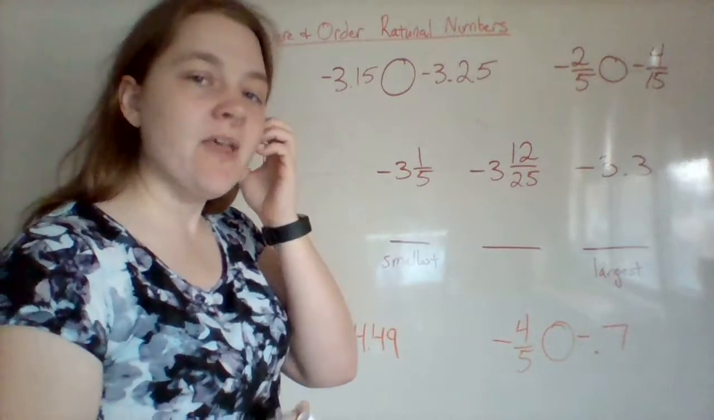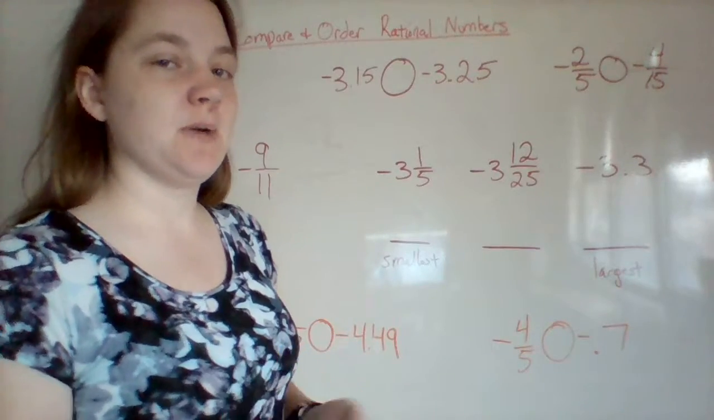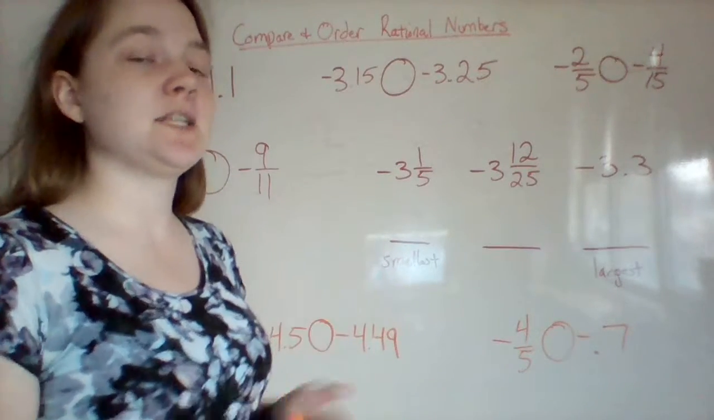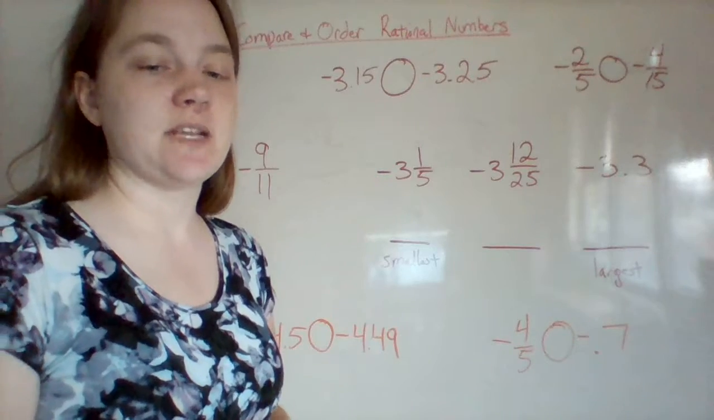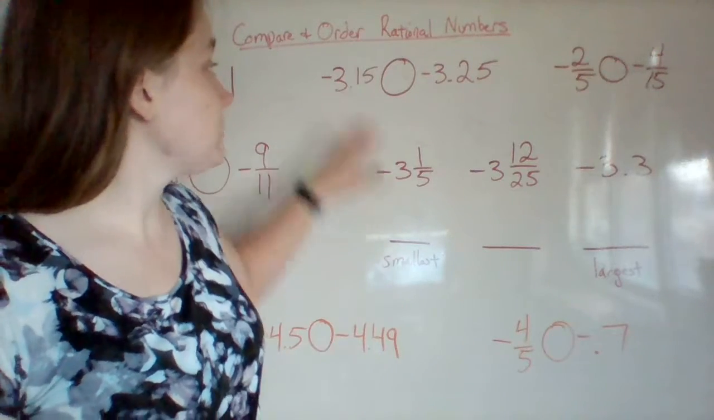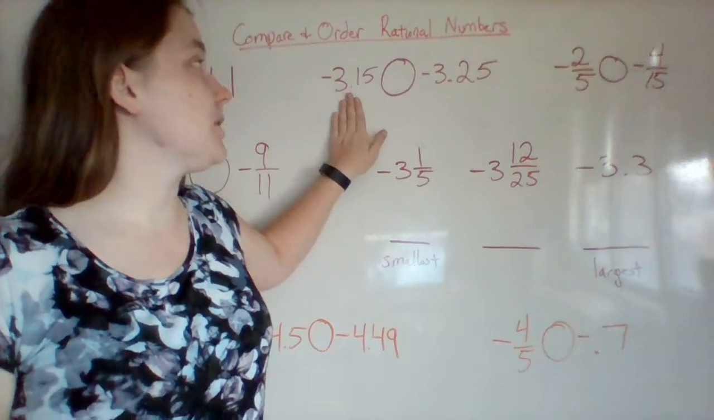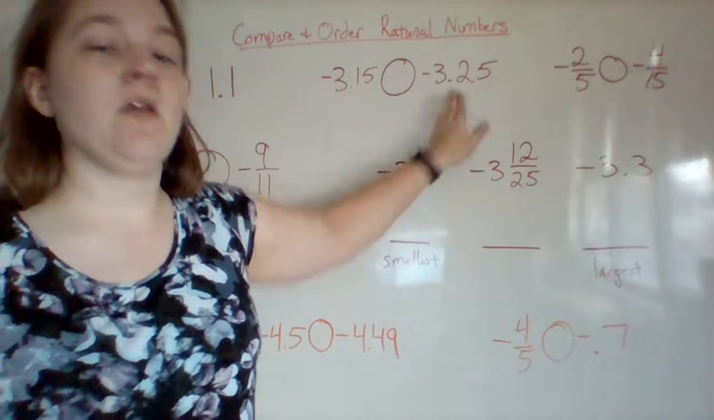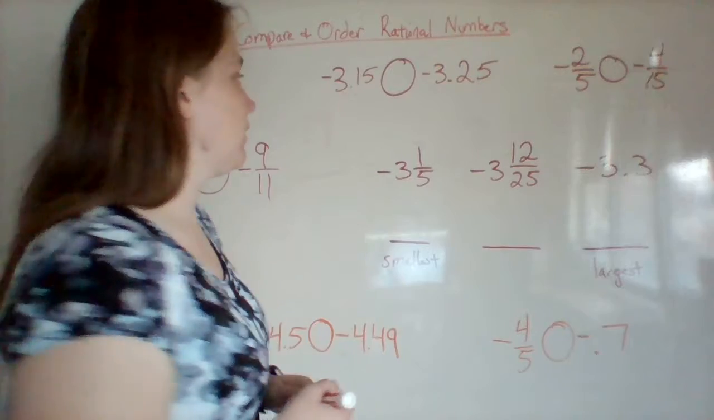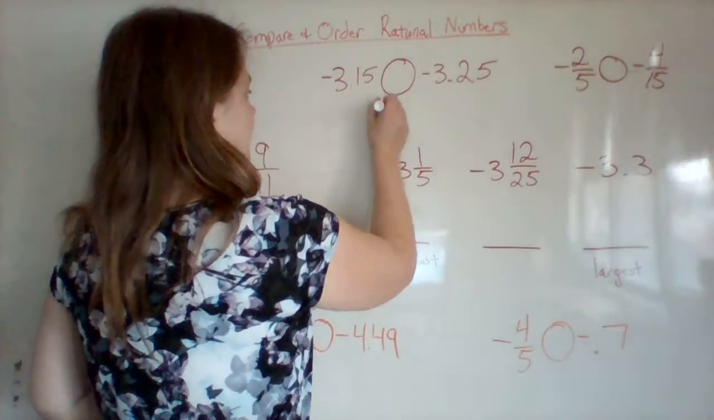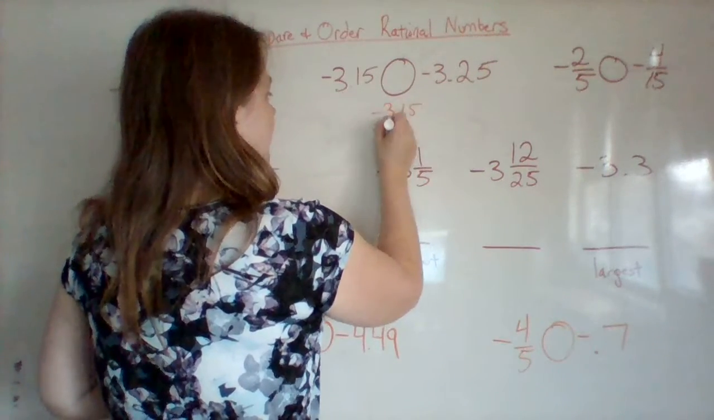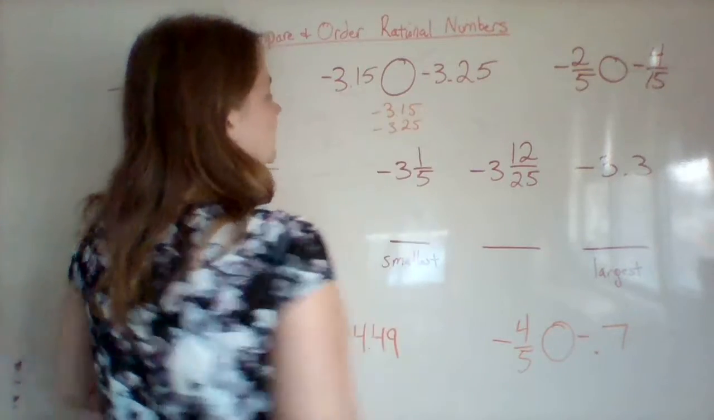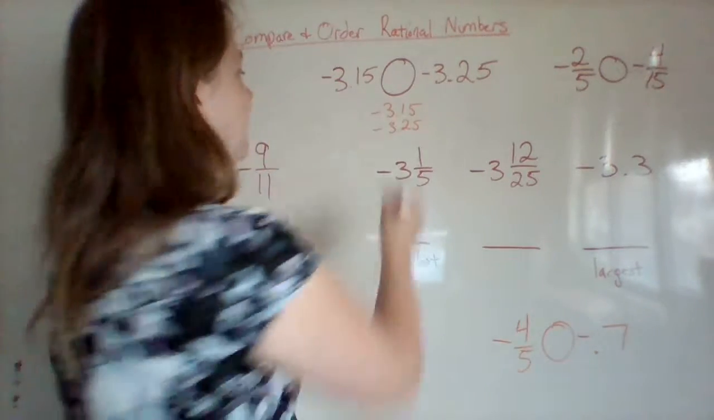It gets a little bit more complicated when we start to work with all negatives or all positives. And because we've done so much work already working with negatives, you're going to see a lot of negatives implemented in this video. So when we see -3.15 and -3.25, we need to compare these just like regular numbers. So if I see -3.15, -3.25, I'm going to line up the decimal so that I can compare these.